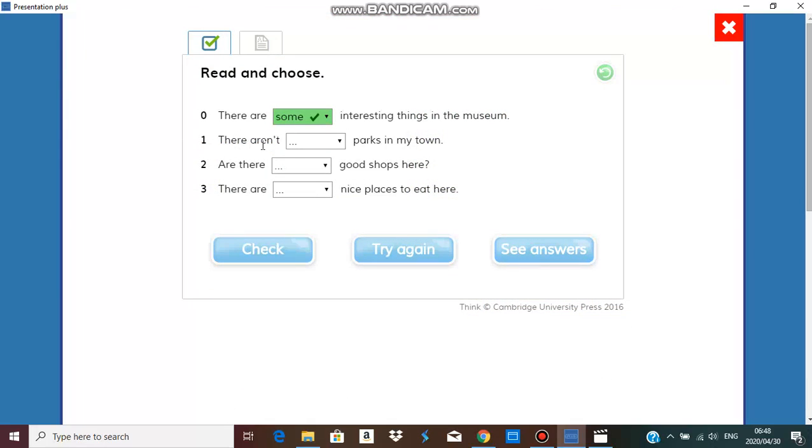And the last exercise is we're going to choose. There aren't some or any parks in my town. There aren't any parks in my town. Are there some or any good shops here? Are there any good shops here? There are some or any nice places to eat here. There are some nice places to eat here. Let's check.